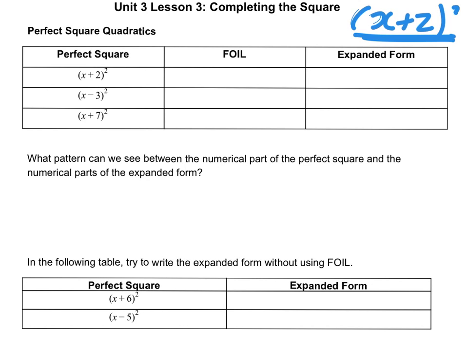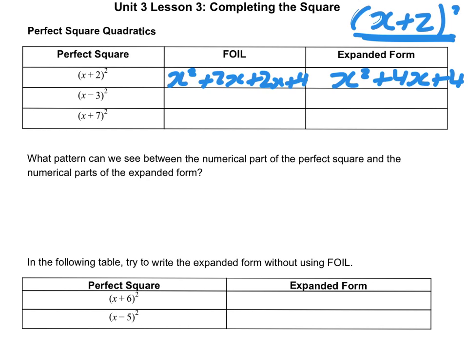So for example, if you have x plus 2 all squared, it's just something that you're squaring. Now if you FOIL that out, you're going to get x squared plus 2x plus 2x plus 4. That's what you get if you do x plus 2 times x plus 2 by FOIL. Then if you simplify it all up, its total expanded form is x squared plus 4x plus 4.